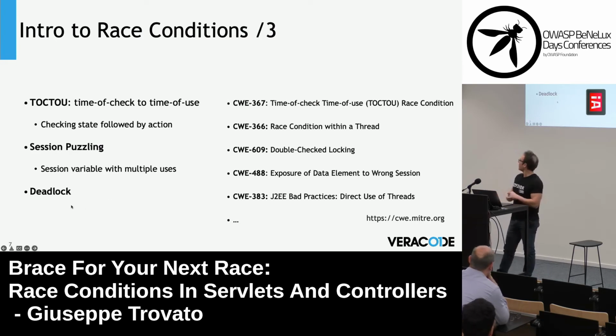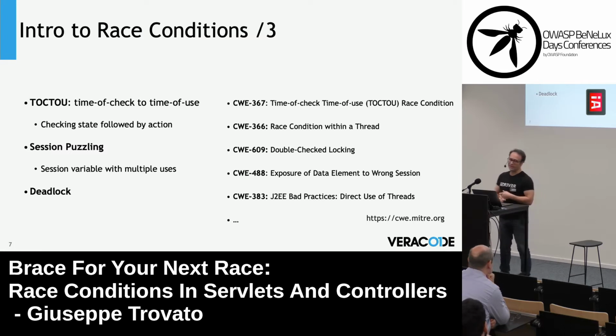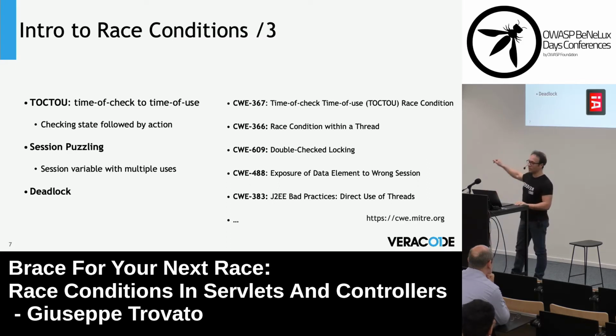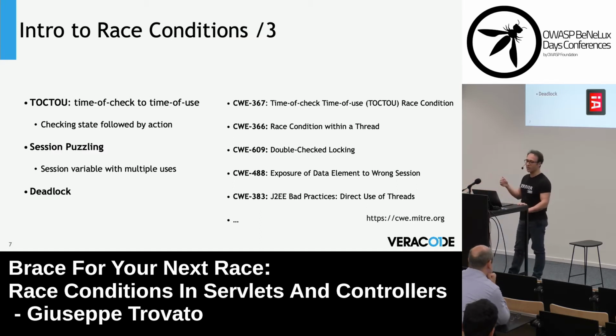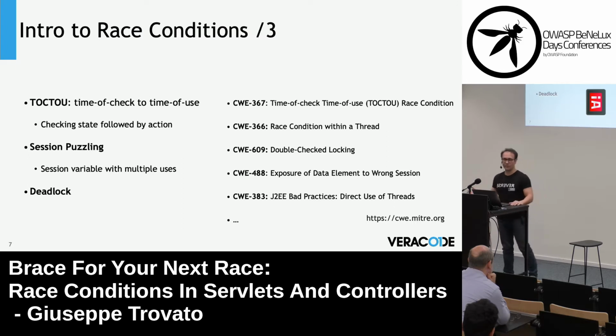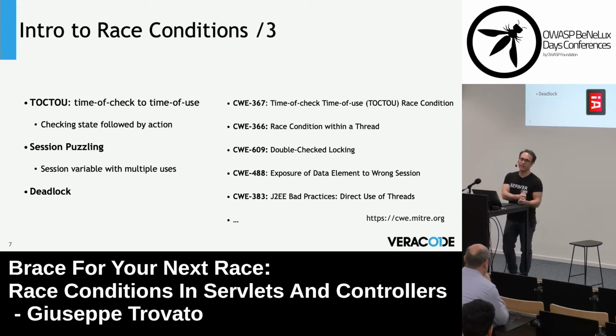Okay, so I think we're going to reach the end of the introduction. These are a few places where you can find race conditions. They are categorized with different CWEs, as you can see, and they depend. The underlying issue is often the same, a race condition, but it can manifest in different ways depending on where it happens. Time of check to time of use is when you check a variable, then something happens, and then you do your action without checking the variable again. So that's what TOCTOU is.